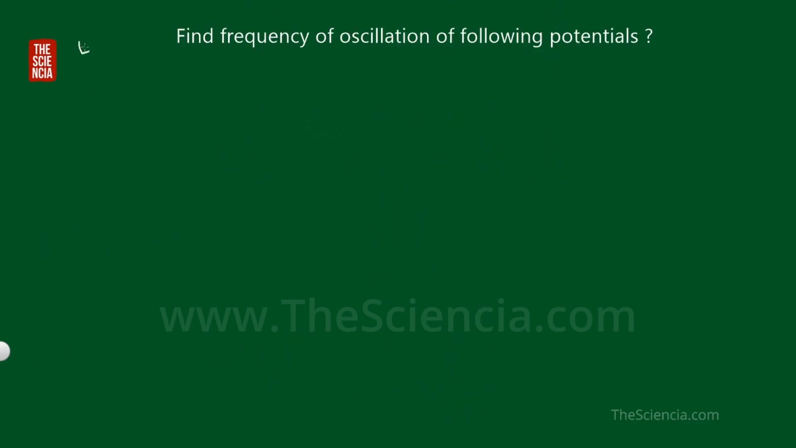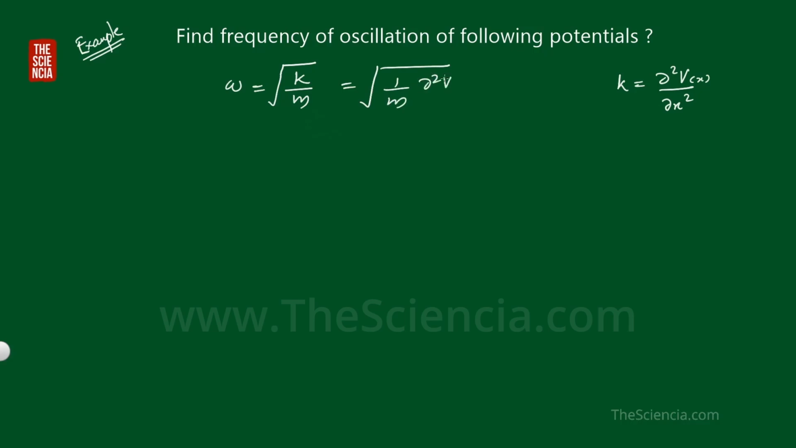Example problem. The question is to find out the frequency of oscillation. A potential is given, and we have to find out the frequency of oscillation. To find the frequency of oscillation, we have the equation omega equal to root k by m. What is k? k is equal to del squared V by del x squared. That is, omega is equal to root of 1 by m into del squared V by del x squared. Okay, that is the expression.